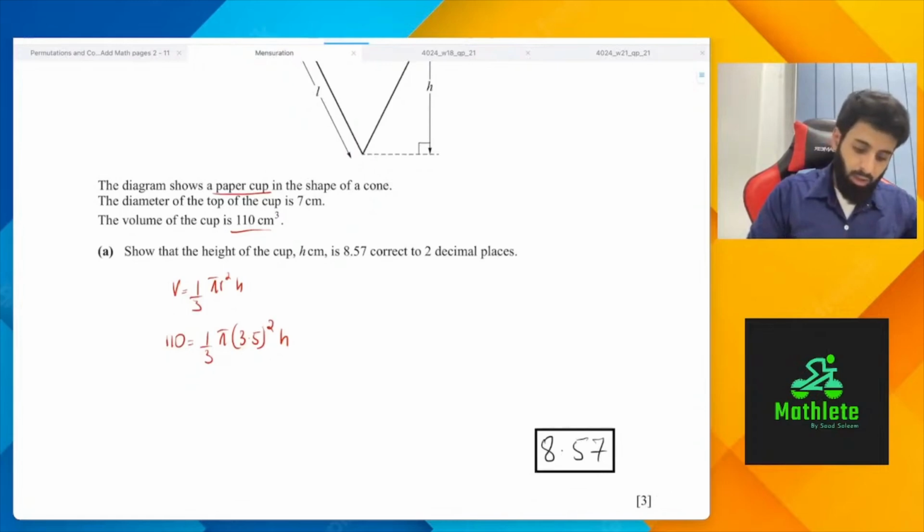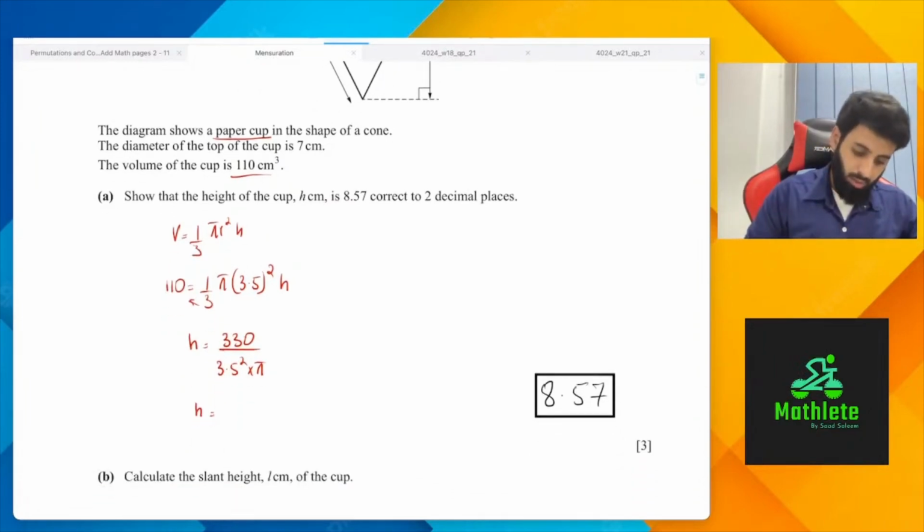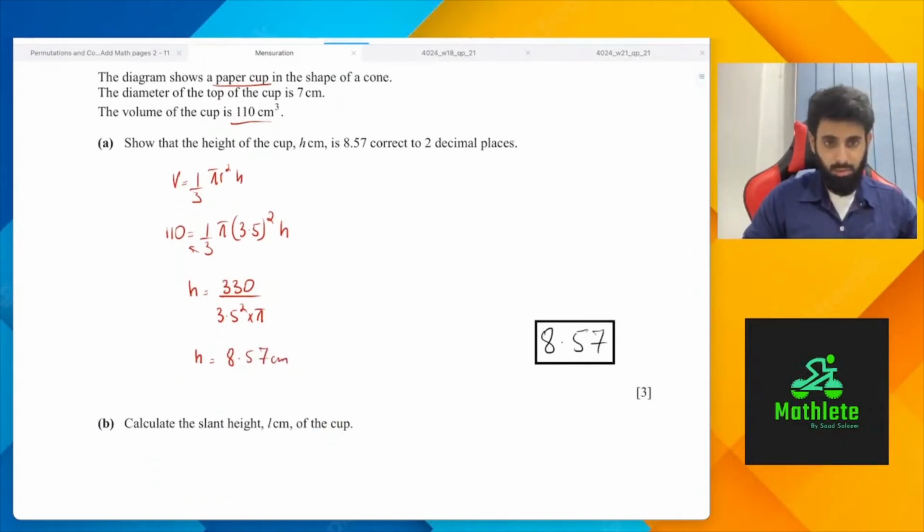Okay. So now let's cross multiply, and if you do everything right, hopefully your answer should be exactly what the question says. So h is going to be equal to 330 divided by 3.5 squared into pi. I've made h the subject before actually working it out. So let's work out the value of h here. 330 divided by 3.5 squared into pi. Okay. So yep, h is 8.574. So we'll lock it at 8.57 centimeter, correct to 2 decimal places.